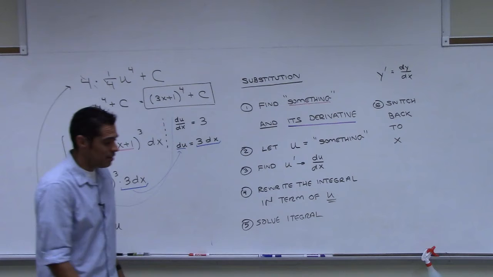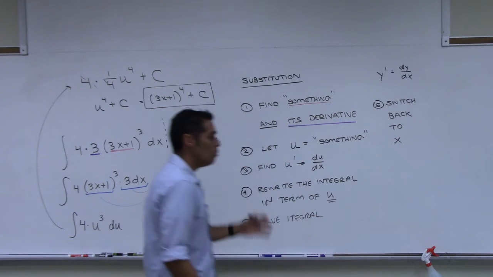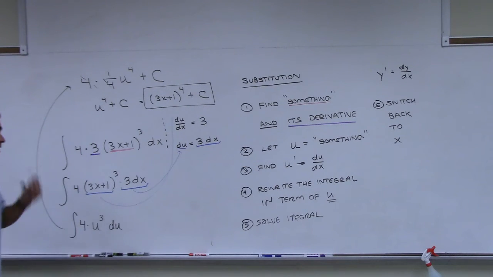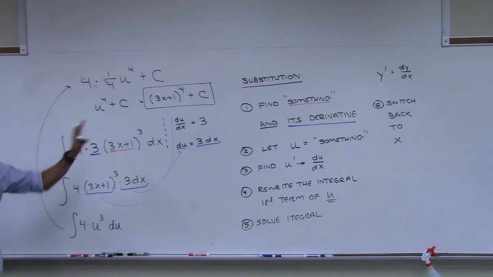That's kind of what makes Cal 1 and Cal 2 hard. But in this class, with substitution, we're going to stay very basic. These are still, I guess, considered basic, but compared to what we've done, this is a lot more than what we've done. So, all right, let's do another one.